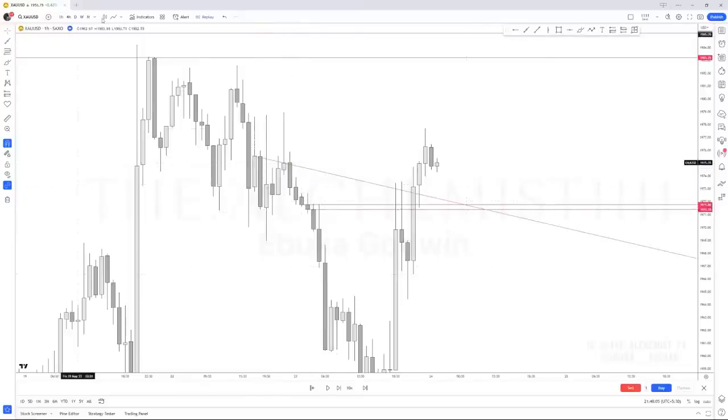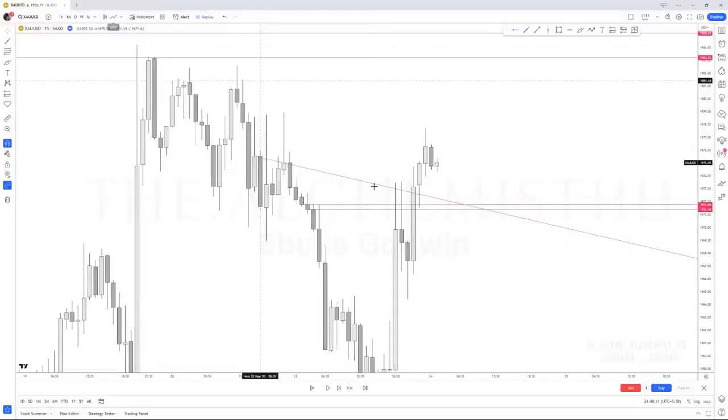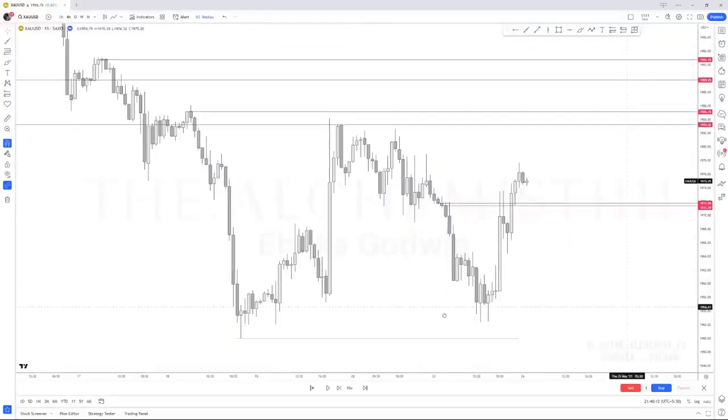See? Okay, we had this break and retest trend line. Let's get into trend lines later, okay? Because once you add trend lines, it gets even better. Let's talk about trend lines later. So we had that trend line and all of that.